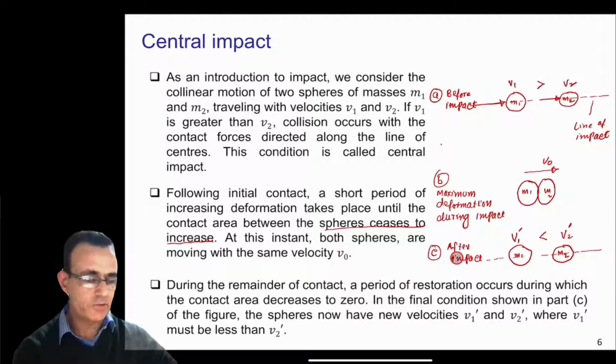Then after the impact, as you can see in this figure, the two bodies get separated from each other, and particle 2 is now moving with velocity v2 dash, and particle 1 is moving with velocity v1 dash, which is after impact. In this specific case, v2 dash is greater than v1 dash. So these are the three main events which occur during the impact.